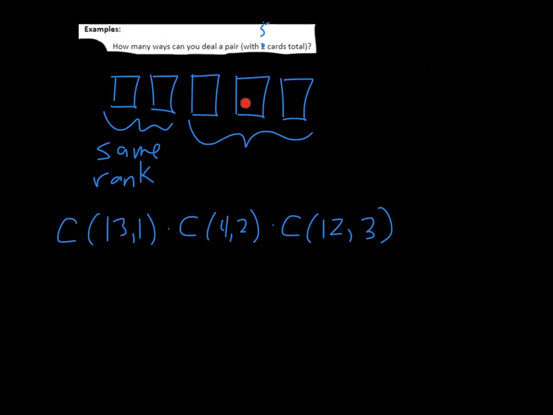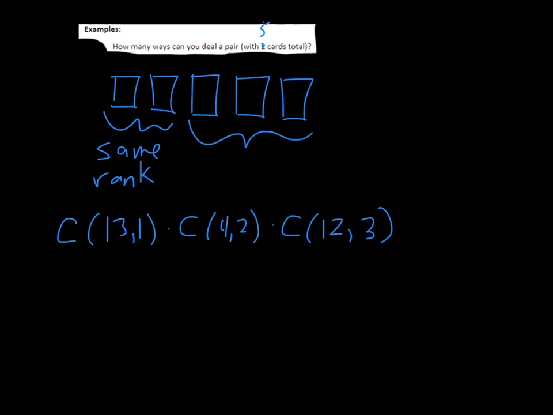And all of these need to be different, because otherwise it wouldn't be a pair. The hand wouldn't have a pair anymore. If this had the same rank as these 2, then I would no longer have a pair of cards. I would have 3 of a kind. So all of these ranks need to be different. So out of the 12 ranks that haven't been used for this one, I'm going to choose 3. 1 rank here, 1 rank here, 1 rank here.